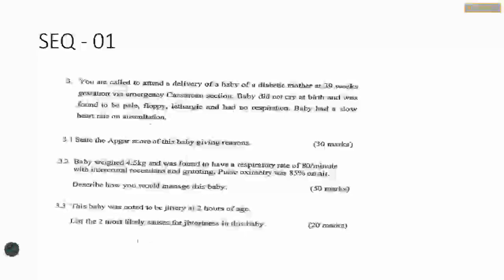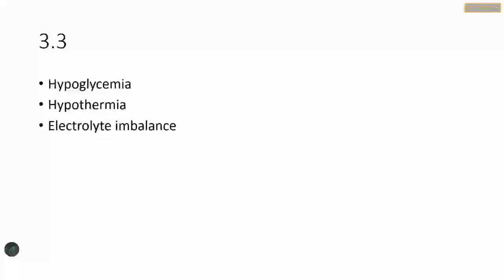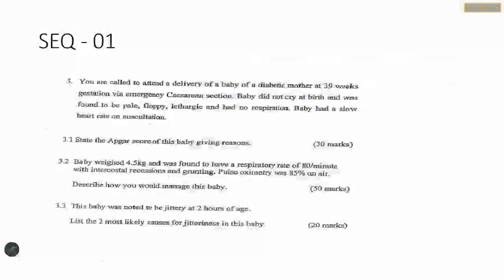The next question: after 2 hours, you look at jitteriness. Jitteriness means shaky movements. So they are looking for the causes. The child, we know, is of a diabetic mother. The common cause for the child of a diabetic mother is hypoglycemia. So that is one of the common causes.